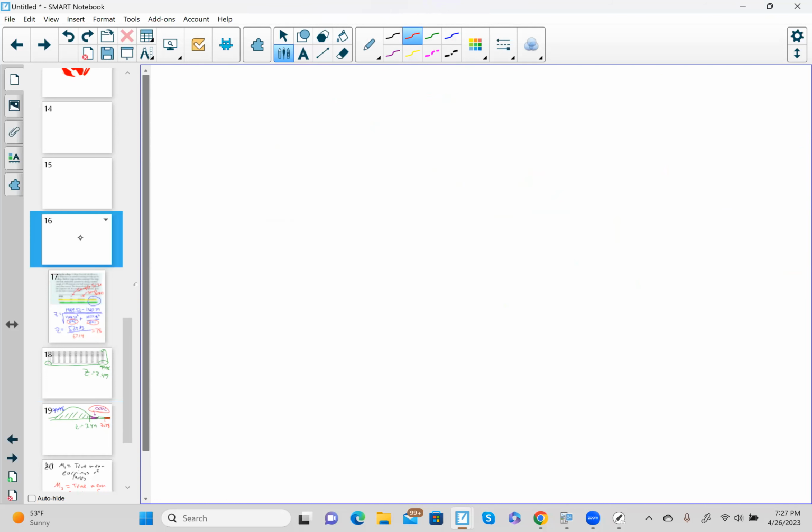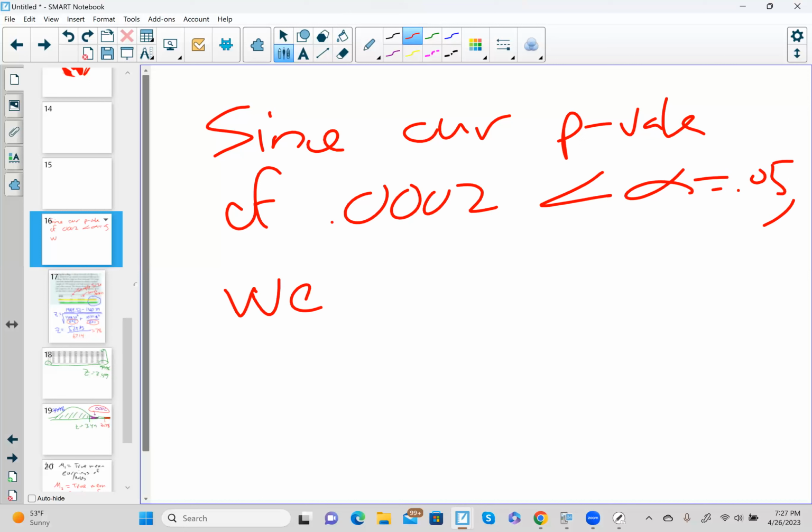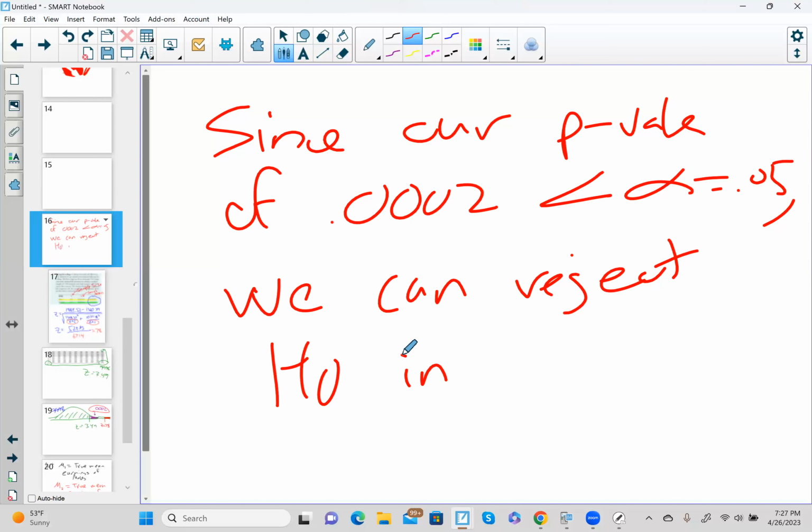So here we go. We can say the following. We can say, since our p-value of 0.0002 is less than alpha equals 0.05, we can reject H0 in favor of HA. So we're going to reject H0. We think HA is true.